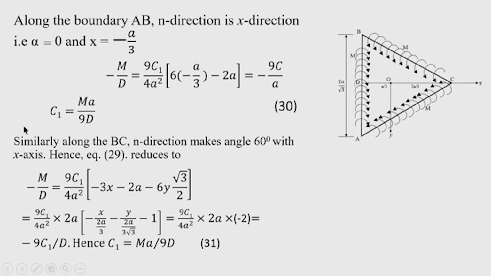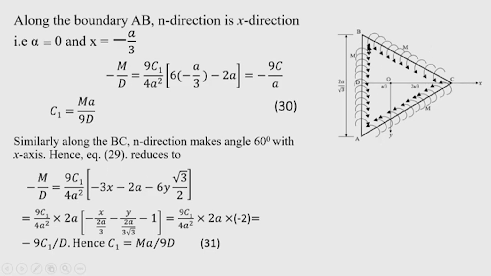Then we get this form of the equation, and we can get the unknown constant C 1. So, the unknown constant C 1 can be determined in terms of the applied moment M, the side of the plate and the flexural rigidity. So, now the constant is known, but we have applied the boundary condition along only one edge AB. Let us now apply the boundary condition along the other edges. The other edges are the BC edge and the AC edge.